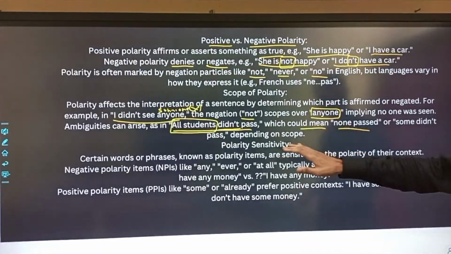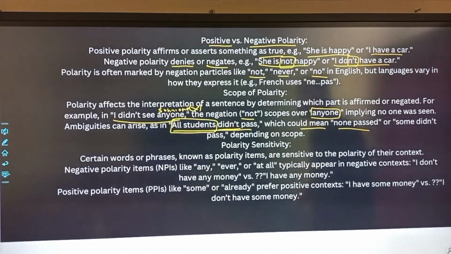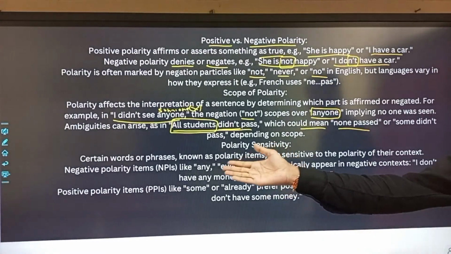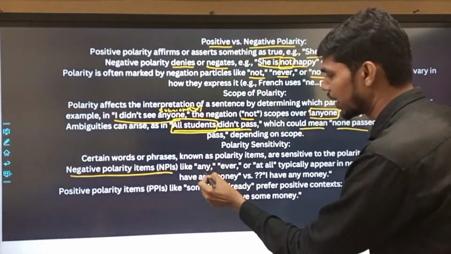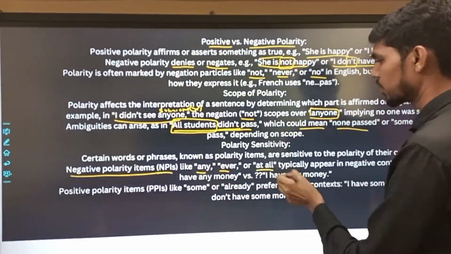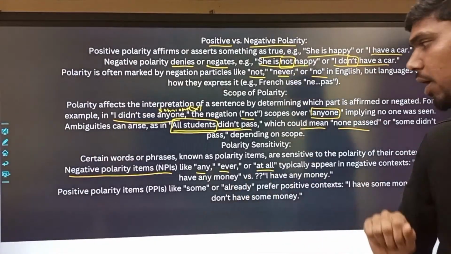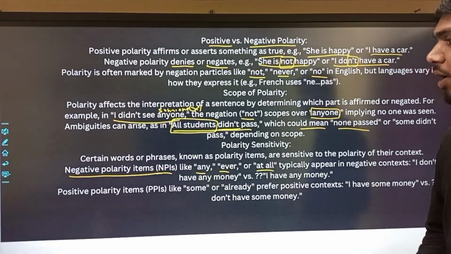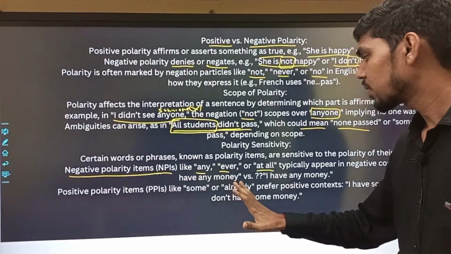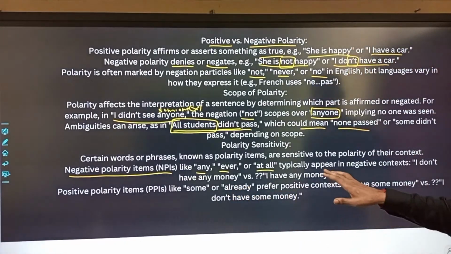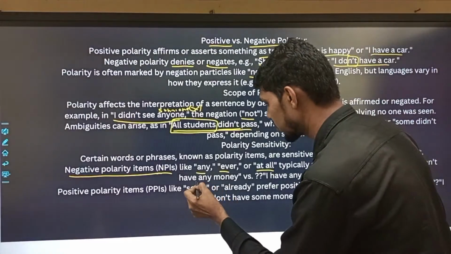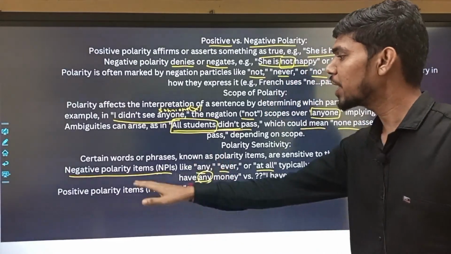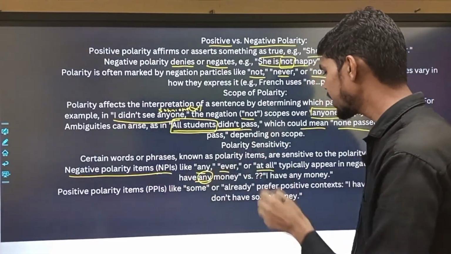Here is the polarity sensitivity. Certain words or phrases are known as polarity items. Those words are called negative polarity items, or NPIs, like any, ever, at all. I don't know it at all. I don't have any money, right? So it typically appears in a negative context. I don't have any money. Here any is used. This is a negative polarity item, right? Ever, any, and at all.